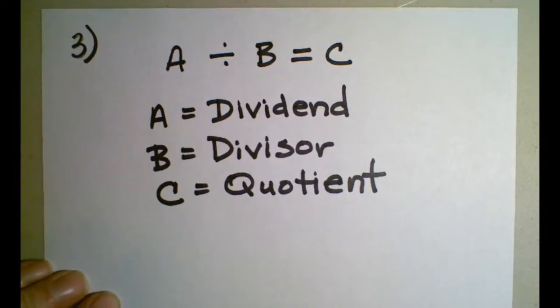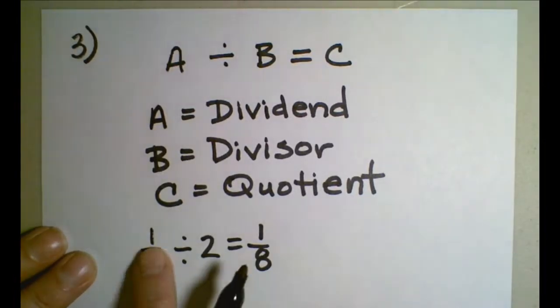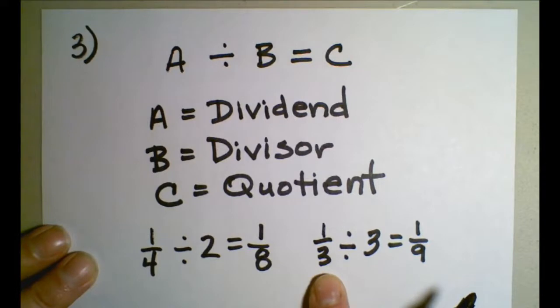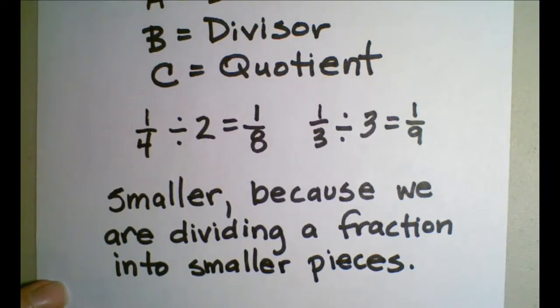According to the problems that we've done, if we look at problem 1, we started with a fraction, divided it by a whole number greater than 1, and our answer became smaller because an eighth is smaller than a fourth. In problem number 2, we started with a third, divided by a whole number greater than 1, and our answer again got smaller. 1/9 is smaller than 1/3. So to answer our question, when we divide a fraction, or a dividend, by a whole number greater than 1, our quotient will become smaller than what we started with. So our final answer for number 3, the answer will get smaller because we are dividing a fraction into smaller pieces.